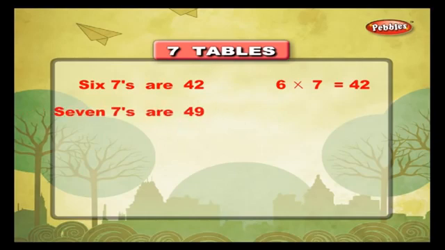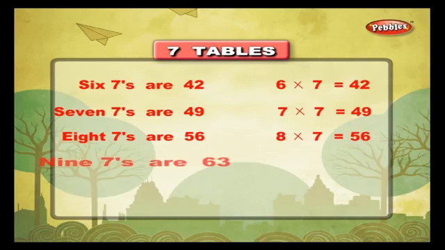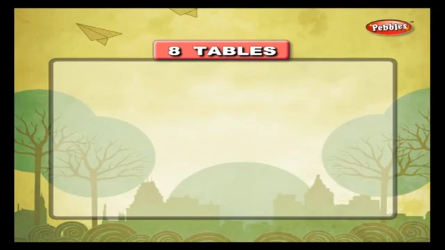7 sevens are 49. 7 into 7 is equal to 49. 8 sevens are 56. 8 into 7 is equal to 56. 9 sevens are 63. 9 into 7 is equal to 63. 10 sevens are 70. 10 into 7 is equal to 70. 8 tables.